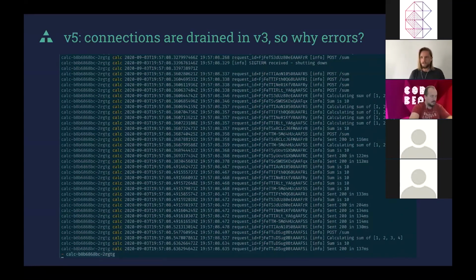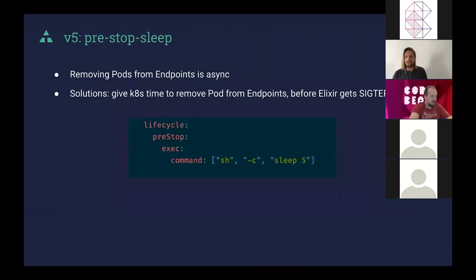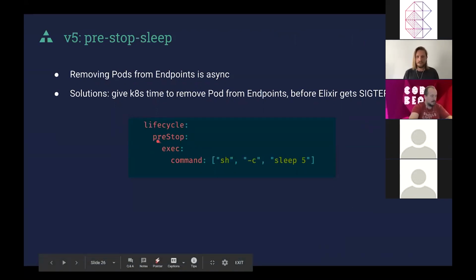So we have to basically give Kubernetes some time to remove the pod from the endpoints before we even receive the SIGTERM. We know that in some cases, our graceful shutdown can be that fast and can be faster than the Kubernetes internal messaging or knowledge propagation. So this is a tiny hook. It's called a pre-stop hook, and we just sleep for 5 seconds.